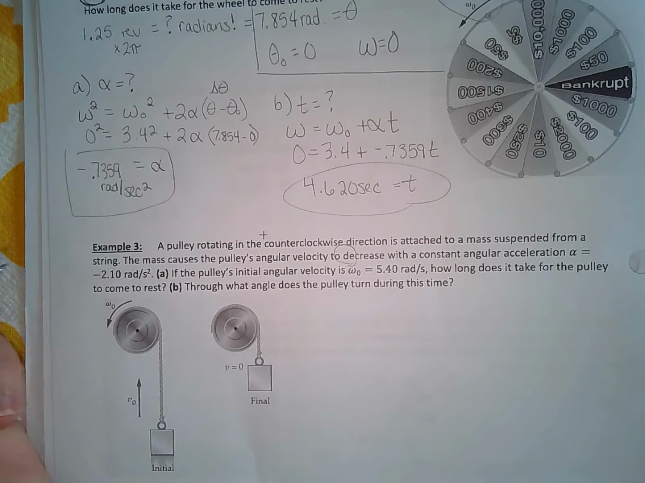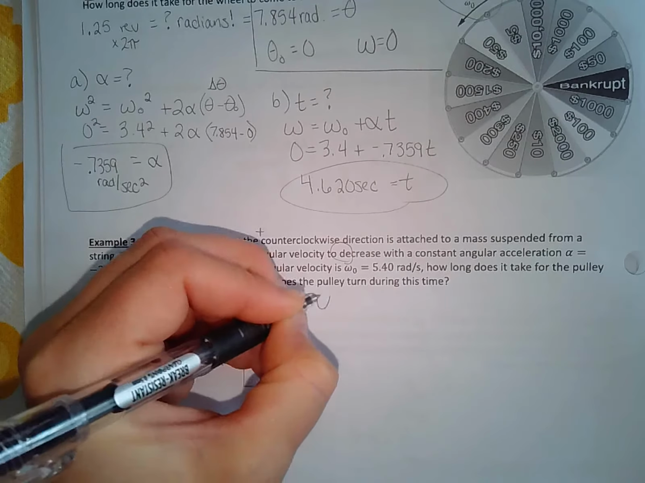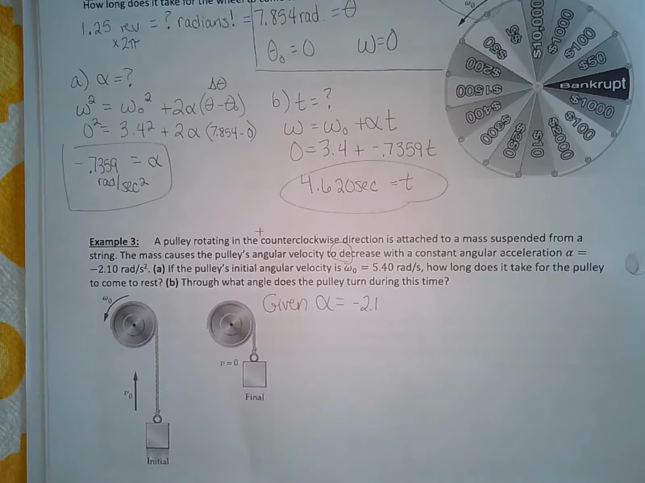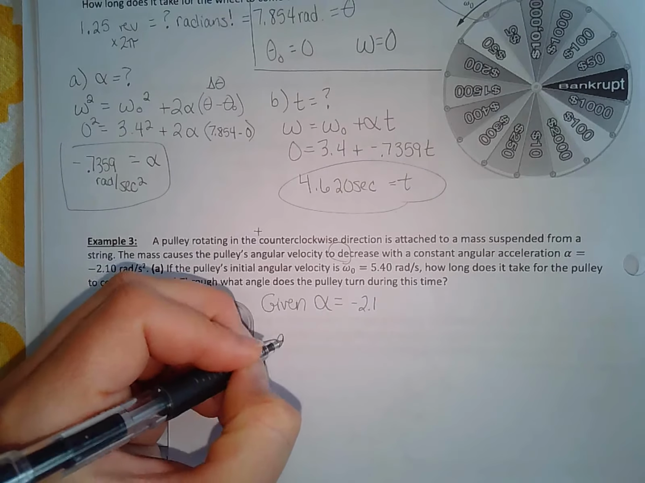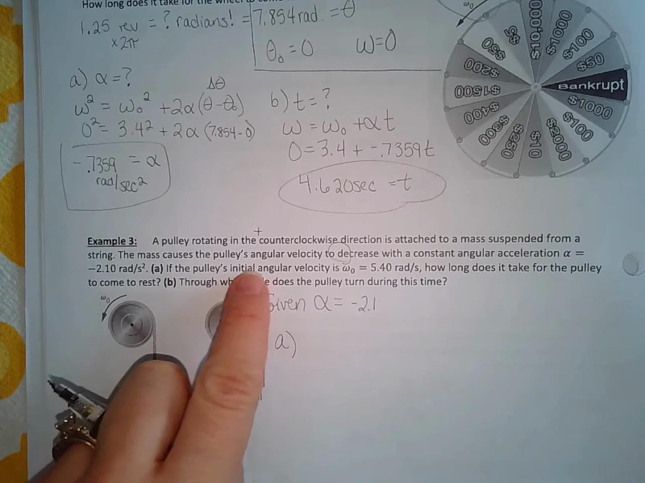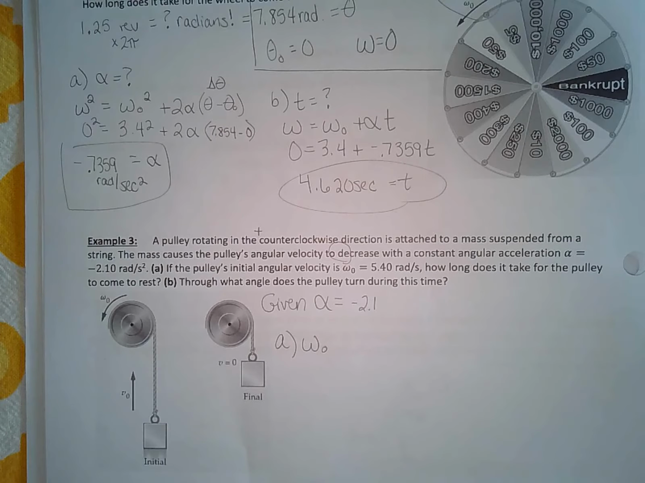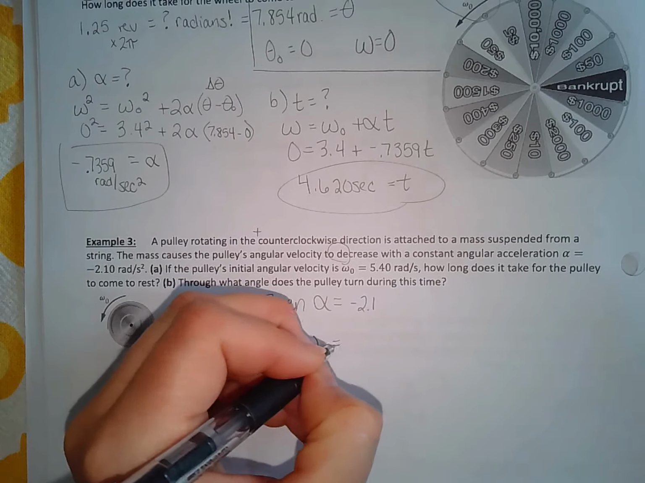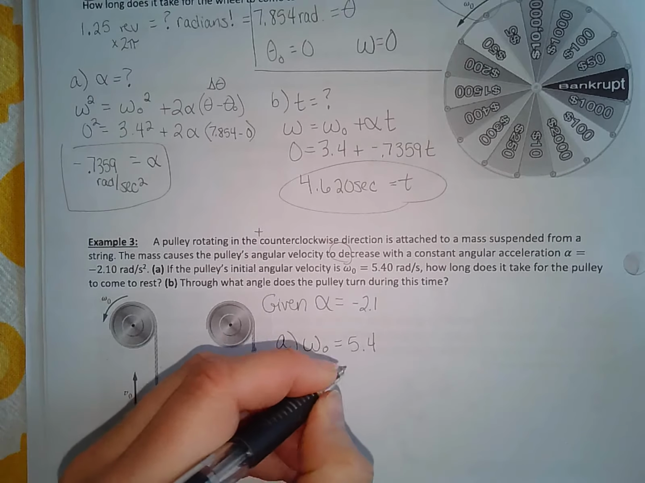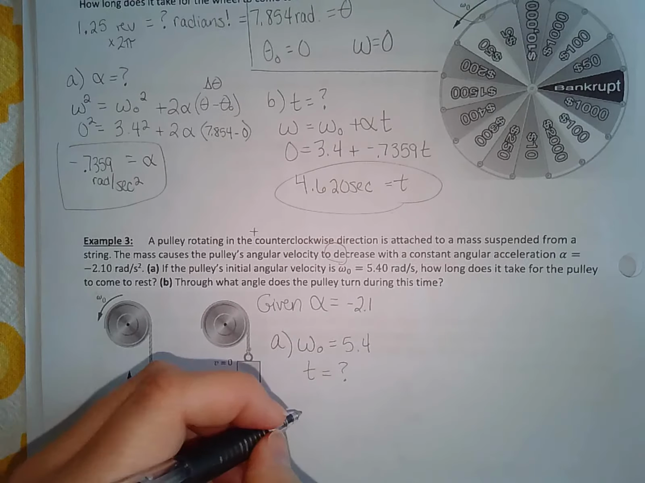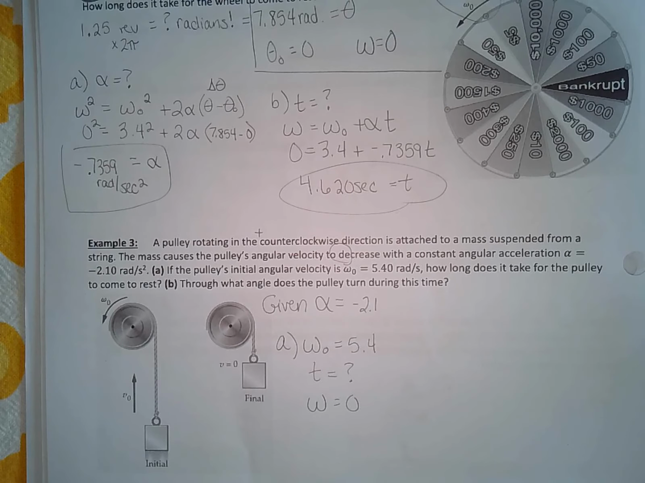So part A, ready everybody? Given in the problem, angular acceleration, negative 2.1. And you can write the units on it if you want. Now we're going to move to part A. If the pulley's initial angular velocity, omega naught, is 5.4 radians per second, how long does it take for the pulley to come to rest? Do you see how I did all that? Read it, write it, read it, write it.